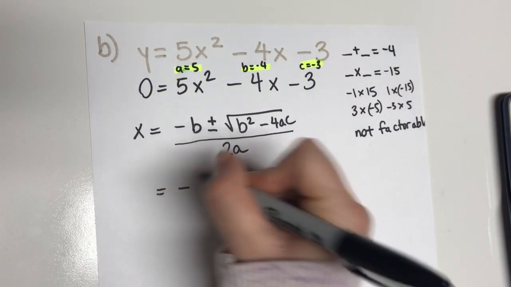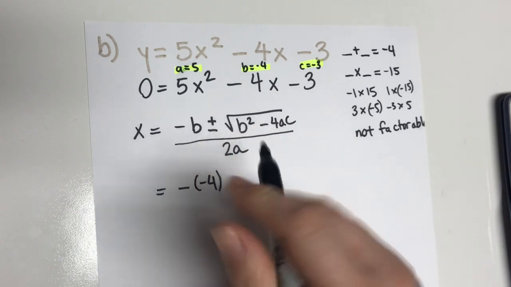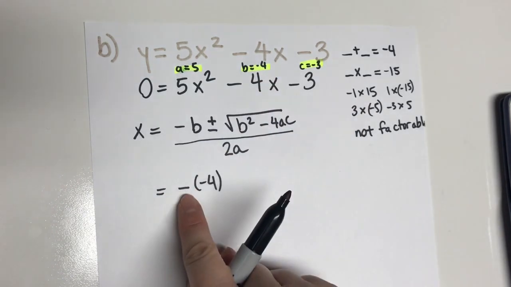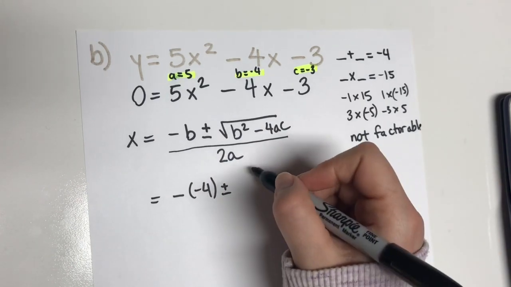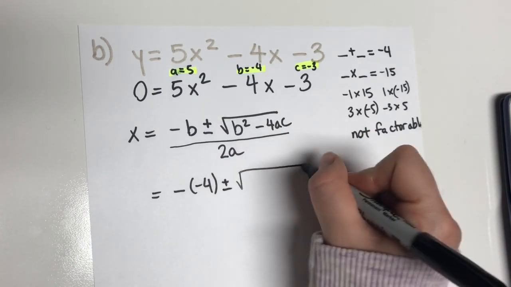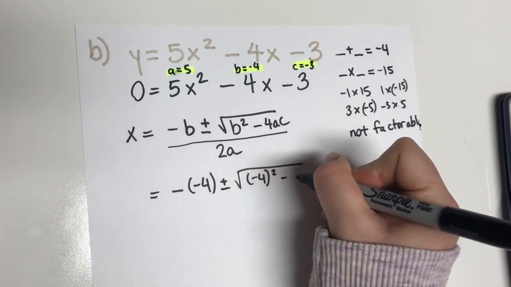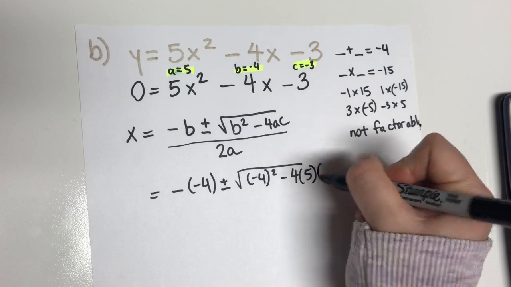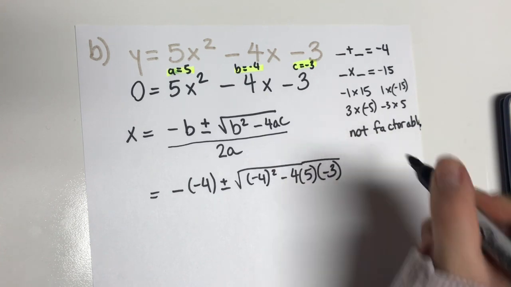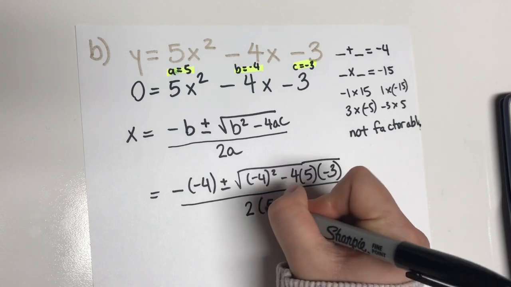So negative b is negative 4. That's what I was saying in the first one. First write out the negative sign and then check what b is, because here it's going to be negative, negative. But we'll deal with that later. Plus or minus the square root of b, which is negative 4, squared minus 4ac, over 2a.